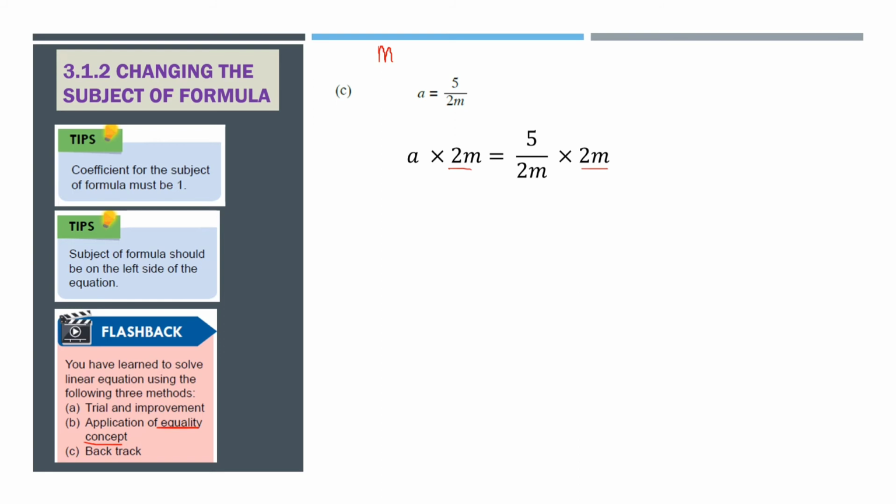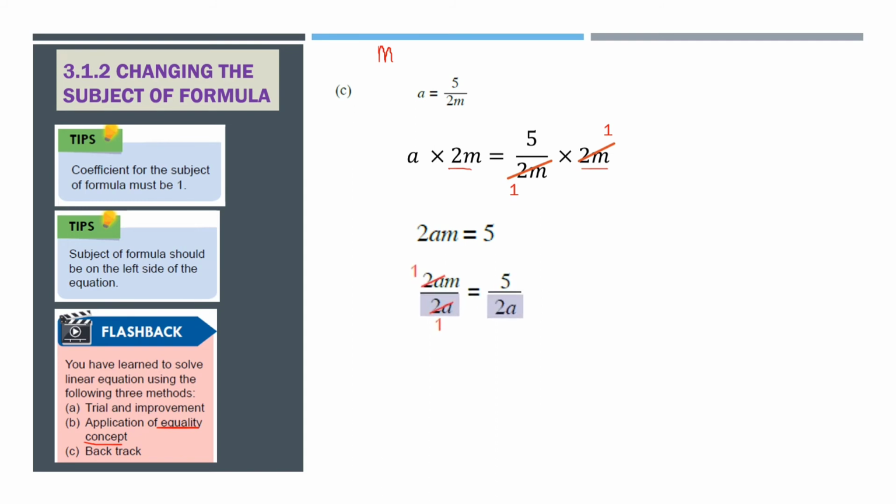So A multiplied by 2m equal m over 2m multiplied by 2m. Okay, we can cut the 2m with 2m, this one, eliminate it. Okay, so the next is 2m, multiply this one, 2am equal 5.